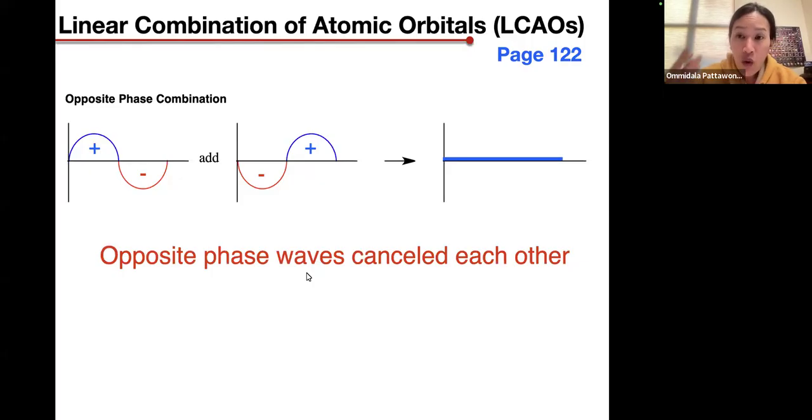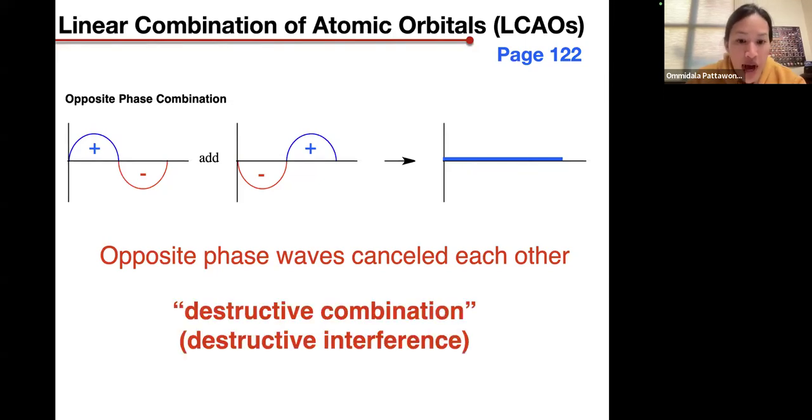In terms of orbitals that overlap, if the orbitals are in different phase, you are not going to find any electron around that region. That's what it means here. This node, this no amplitude right here, means the probability of finding an electron becomes 0. This type of combination is what we refer to as destructive combination, or destructive interference.